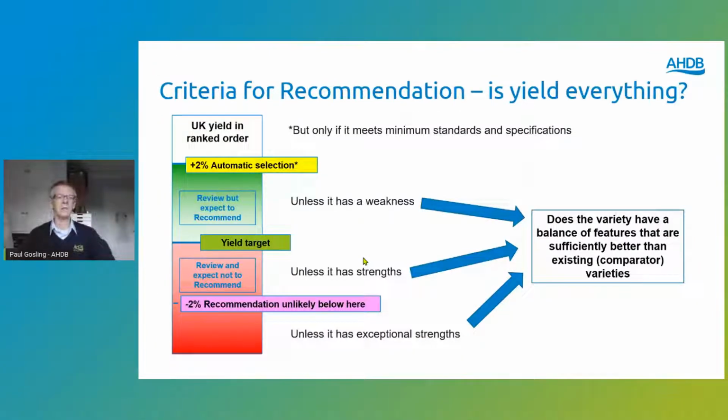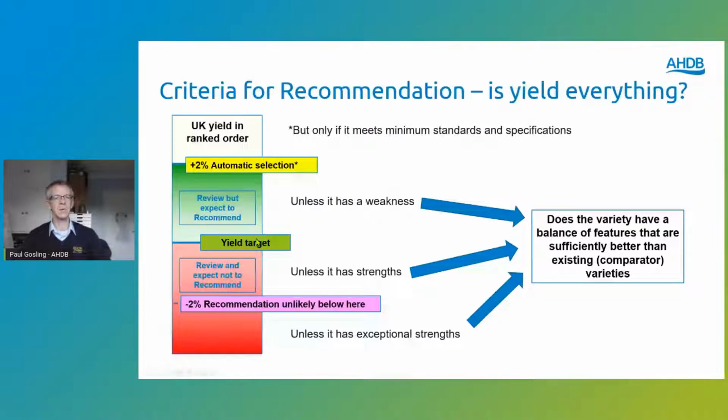So the recommended list sometimes gets criticised for focusing too much on yield. People sometimes say that yield is everything, and the recommended list hasn't really moved with the times. And yield is very important. Growers want to grow varieties that are going to yield well. And so we do order our varieties for each market segment. So for instance, group 3 wheats, we would order them in UK yield order, and then we set a yield target for recommendation. That yield target is generally the highest yielding variety currently on the recommended list.